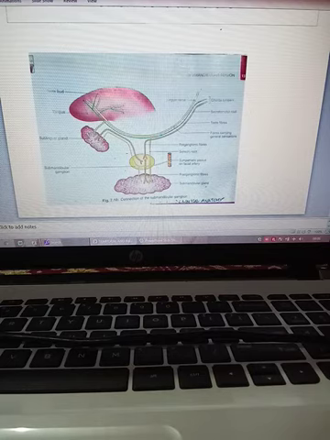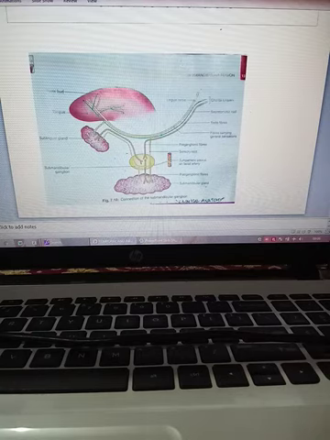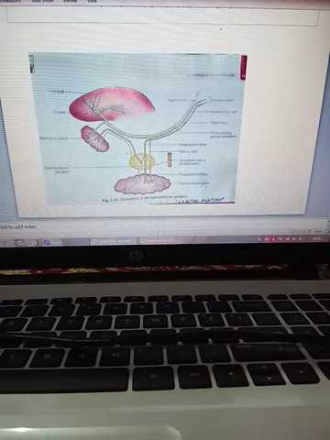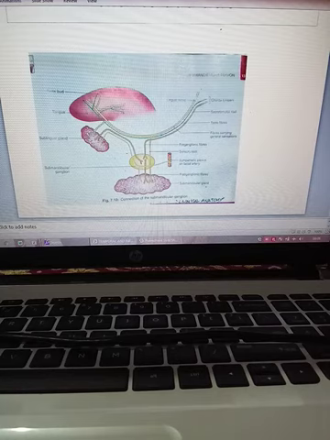Then if you have to excise your submandibular gland for any pathology, like say there is a tumor, what do you have to do? You have to give an incision below the angle of the jaw, since there is a branch of the facial nerve, the marginal mandibular nerve, and you have a tendency to injure that nerve. So you just give an incision below the angle of the jaw.